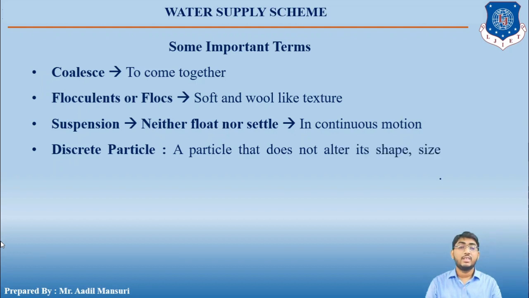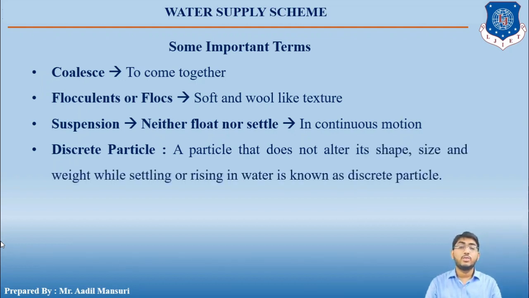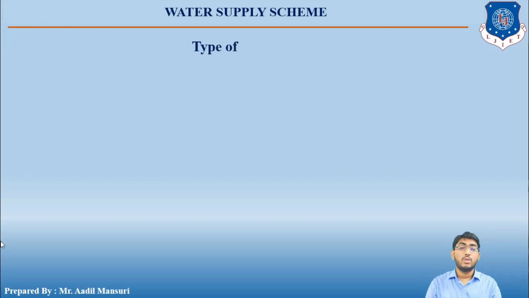Next is the discrete particle. A particle which does not alter its shape, size and weight while settling or rising in the water is known as the discrete particle. Okay, so these are the few terms that you should keep in mind for the upcoming theories. Let us now move towards the types of settling.